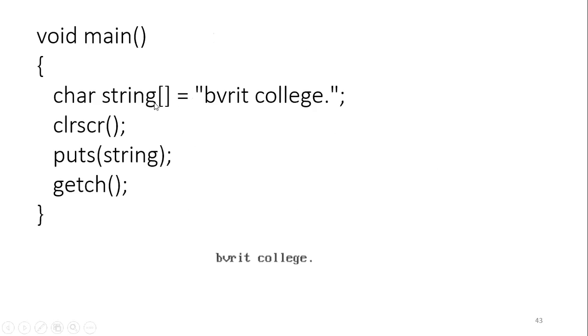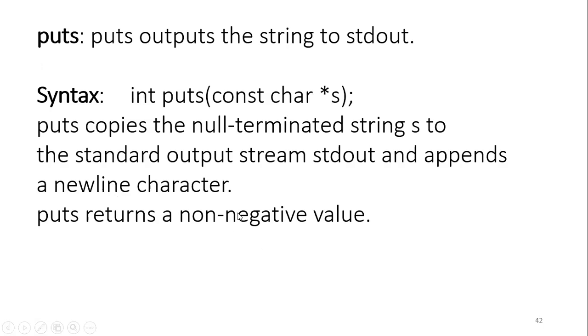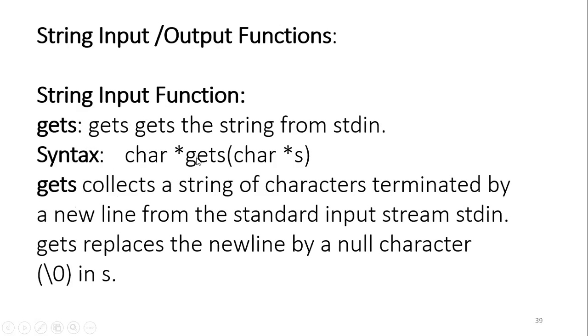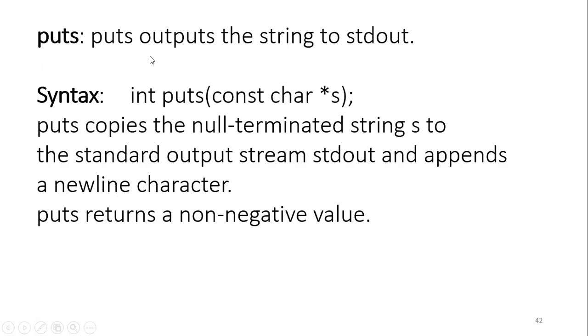Example: string is an array of characters. I initialize string with bvrit college. Here you can observe that I am including a space in bvrit college. So whatever the characters are there in the string are displayed onto the monitor. So puts is the output function which displays the characters of the string onto the monitor. bvrit college. So gets is the input function, puts is the output function.